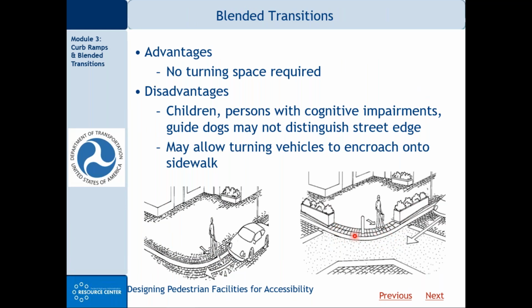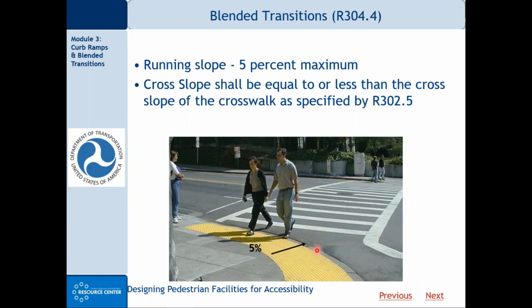And one of the main disadvantages of blended transitions, as the slide says, and maybe you can see it here, is because so much of the curb is missing, sometimes motorists will mistake this for a driveway or for a side road, and so may actually encroach on the sidewalk.